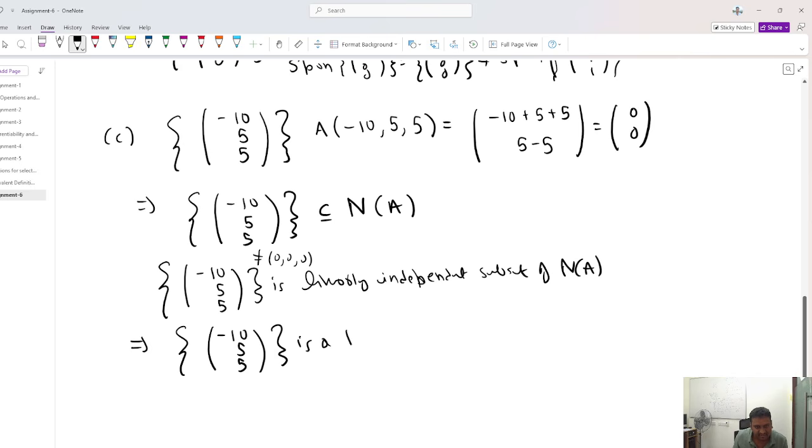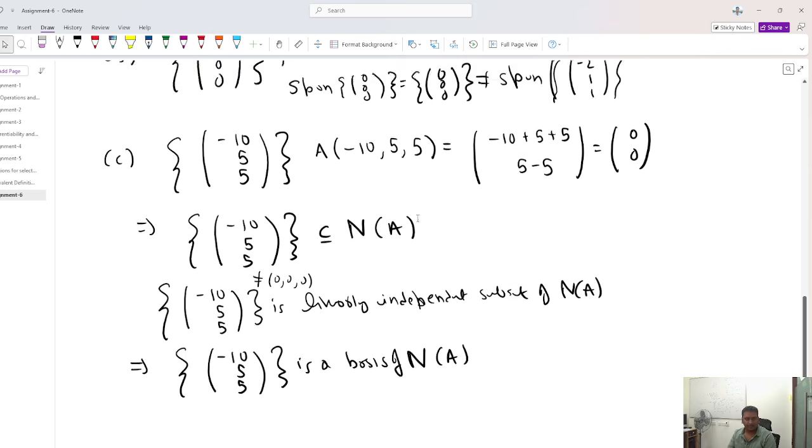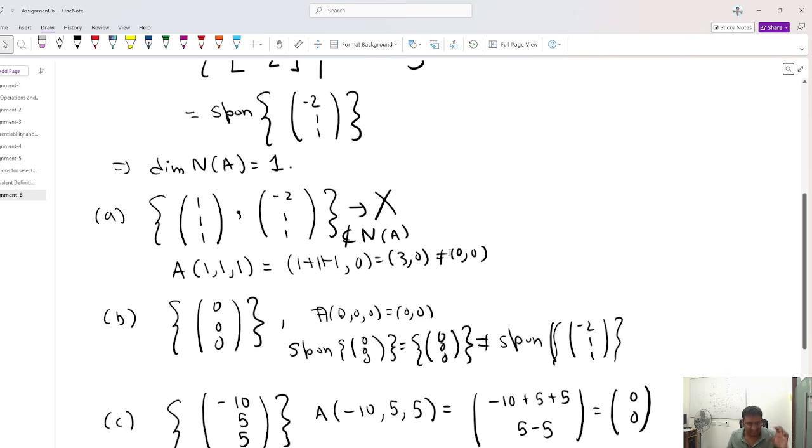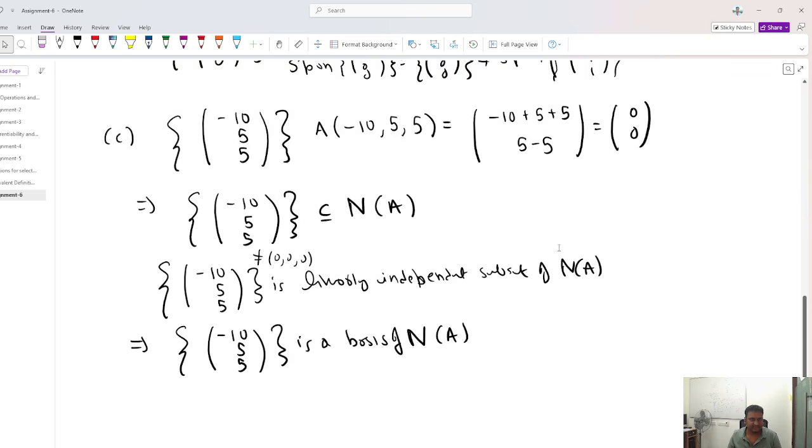Why? Because, again, I'm repeating the reason, it's linearly independent and it's a maximal linearly independent set also. Why? Because what is the dimension we have computed here? 1. So any linearly independent set of size 1 will be a basis, because that's the equivalent criterion, right? B is a basis if and only if it is a maximal linearly independent set, if and only if it is a minimal spanning set. Okay, very nice.